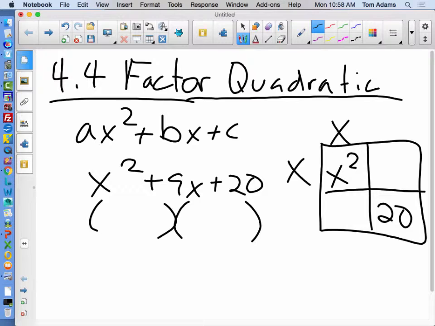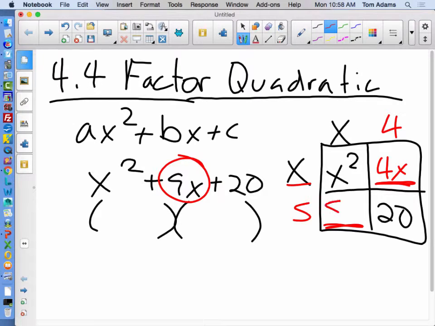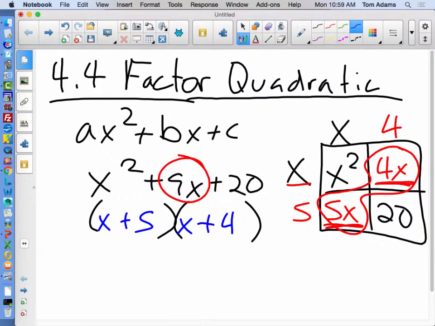Now, here's what I got to do: I got to think of the factors. Actually, I'm doing almost exactly what the book says. I'm just organizing it a little different. I got to think of the factors of 20. But when I multiply this stuff out, these two terms have to add up to 9x. 5 and 4. Yeah, it's 5 and 4. So if I put a 4 in here, I multiply 4 times x and I get 4x here. If I put a 5 here, 5 times x is 5x. If I add these together, I get my 9x. So what does that mean? That means that x plus 5 times x plus 4 is x squared plus 9x plus 20. That's it. This is the answer.